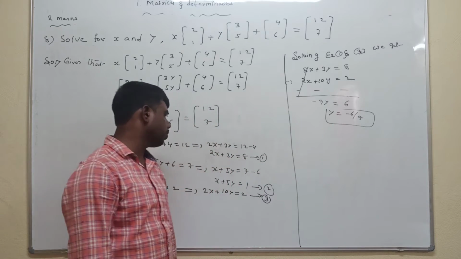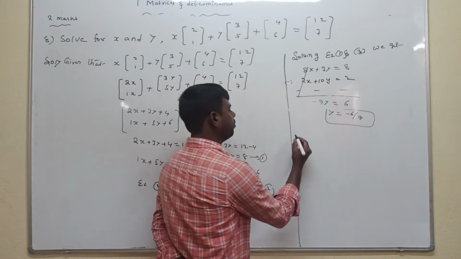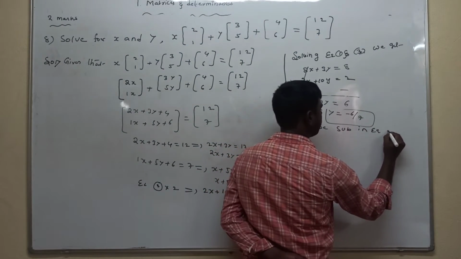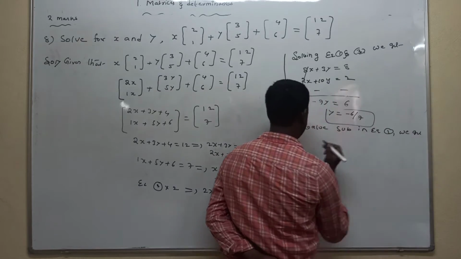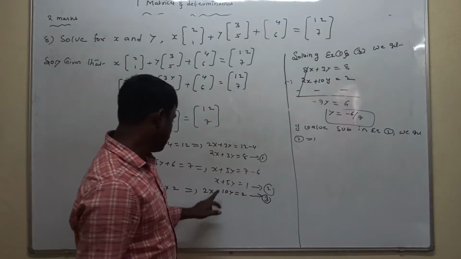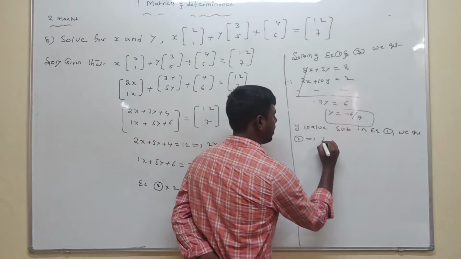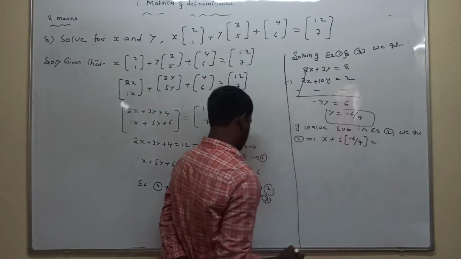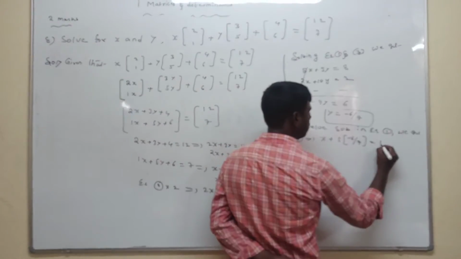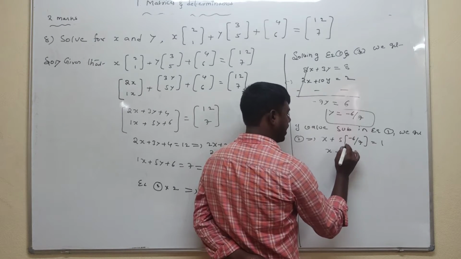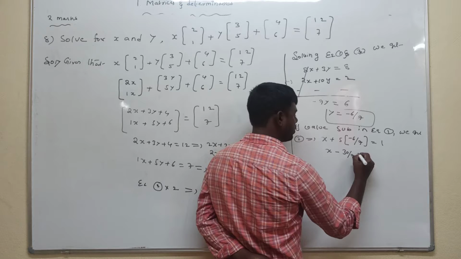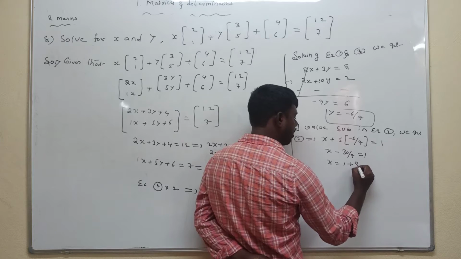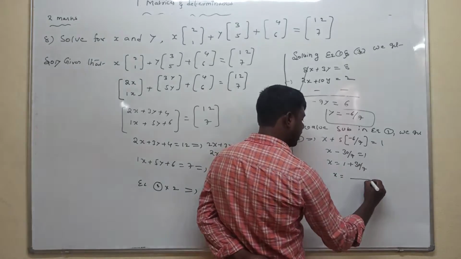Now substitute the y value in either equation number 1 or 2. Substituting in equation number 2, we get x plus 5y, in place of y substitute minus 6 by 7, is equal to 1. Now x plus, 5 into minus 6 is minus 30 by 7, is equal to 1. So the constant term you can take to the right hand side: minus 30 by 7 goes to that side as plus 30 by 7. So x is equal to, take the LCM 7.